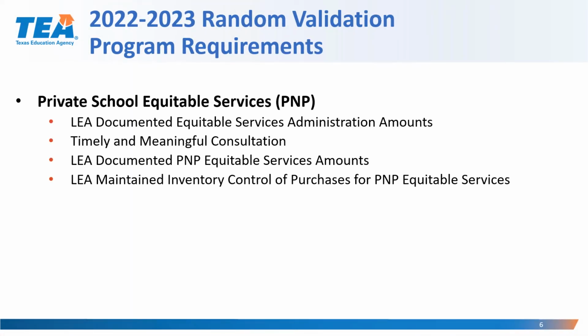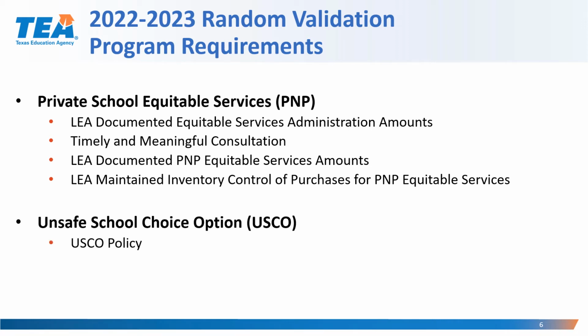As previously mentioned, for Private School Equitable Services, each LEA selected to participate in the random validation for this requirement will be selected to submit documentation for only one of the following 4 requirements: LEA documented equitable services administration amounts, timely and meaningful consultation, LEA documented PNP equitable services amounts, and LEA maintained inventory control of purchases for PNP equitable services. And for the Unsafe School Choice option, we will be looking at the USCO policy.